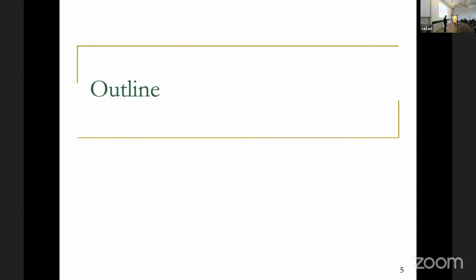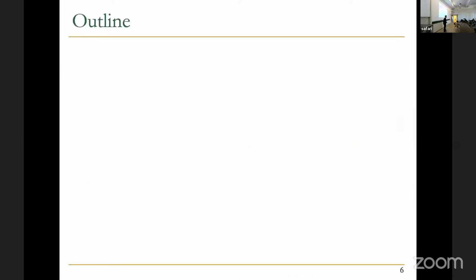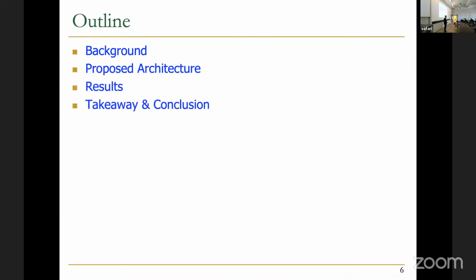Now let's jump into a more thorough discussion where I would first like to give you a quick background on deep learning and tensor computations and what it requires from the hardware. Then we will take a look at the proposed architecture from the paper and how this is implemented and the results this gives us. And in the end, we will look at the takeaway and conclusion.